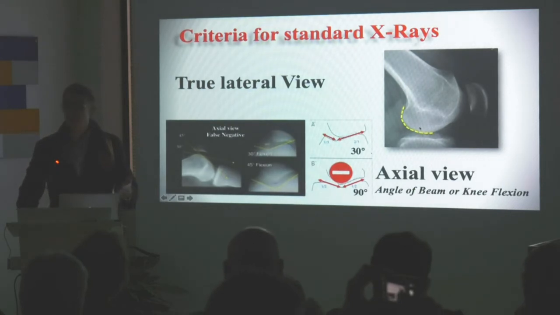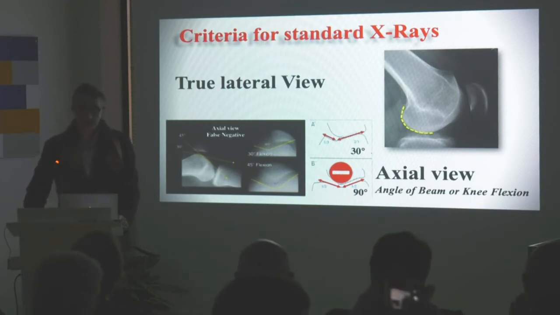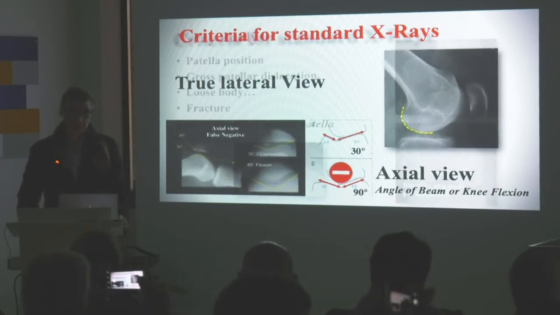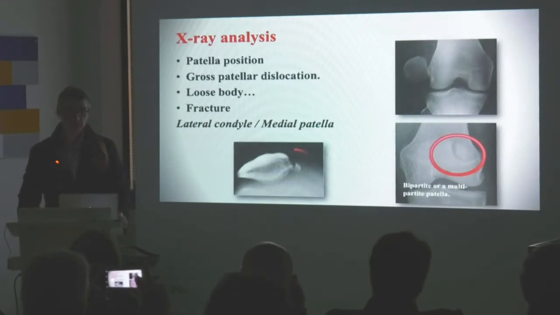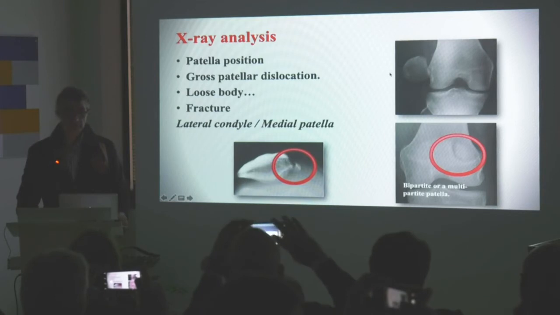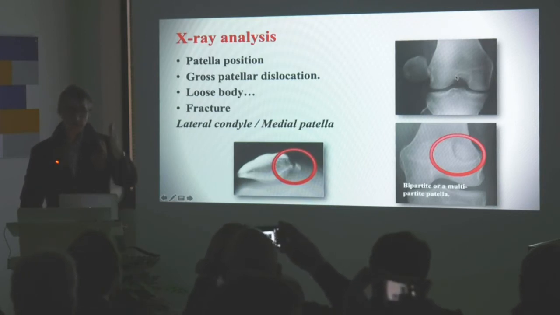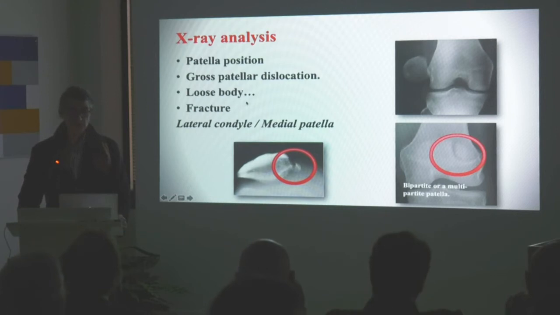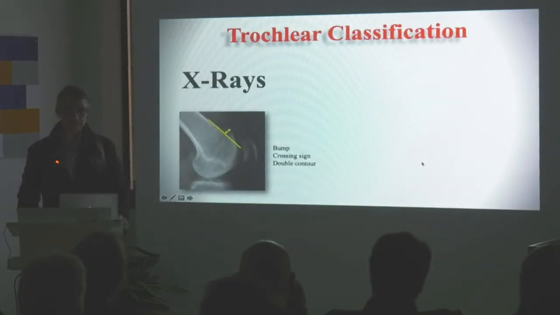The second is the axial view. I told you how to know if your axial view is well done or not. And then you will be able to look at the other one, the position of your patella and the AP. You can find some loose body. You can find some avulsion of the medial patella, some patella bipartita. So you take time to look at the AP, the sagittal, and the axial. That's so important.